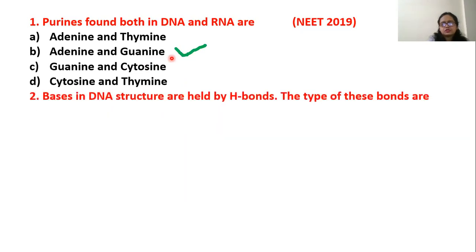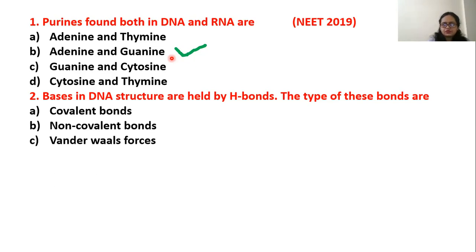Now the next question which was asked: bases in the DNA structure are held by hydrogen bonds. So the type of these bonds: covalent bonds, non-covalent bonds, van der Waals forces, or ionic bonds. These hydrogen bonds are not covalent bonds, neither are they ionic bonds nor van der Waals forces. So these are in the category of non-covalent bonds.